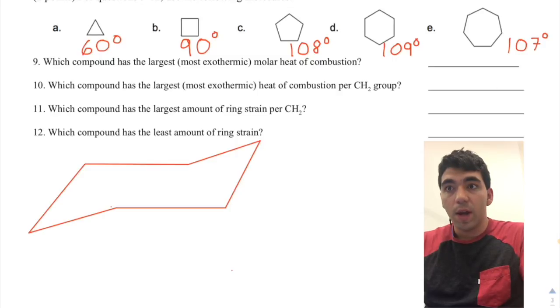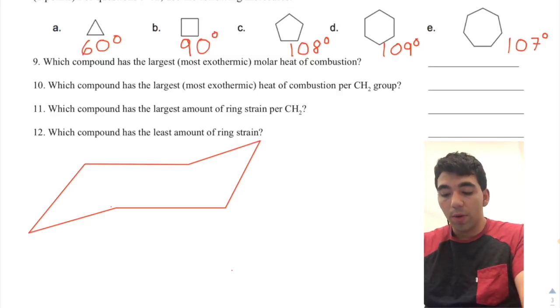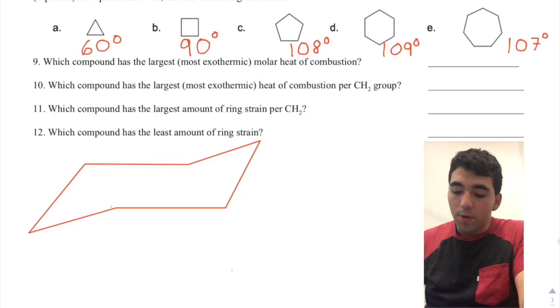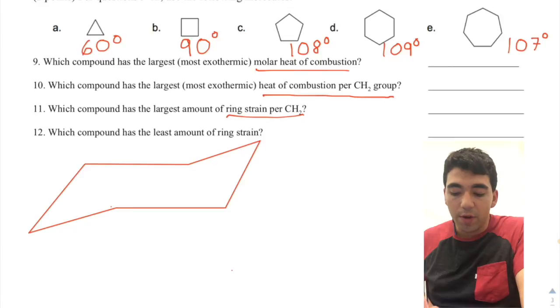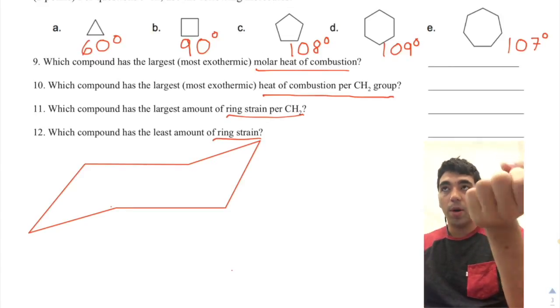On to problems 9 through 12. We're going to look at the following molecules, so these 5 cyclic molecules, and we're going to try to find some of their unique characteristics. First, we want to know which one has the largest molecular heat of combustion, and that's for the entire molecule. Then we want to know the heat of combustion for just each methyl group. Then we want to know about the entire ring strain, or the ring strain of just each methyl group, and then the entire ring strain of the entire molecule.